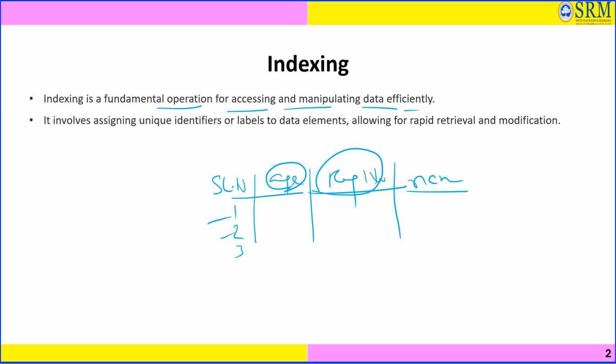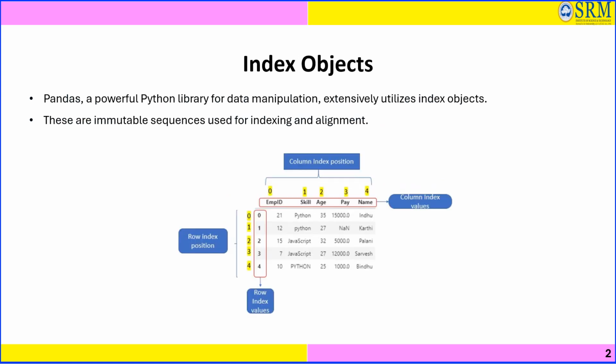It involves assigning unique identifiers. For this, you can give unique identifiers or labels to data elements, allowing for rapid retrieval. So if you have unique identifiers or unique labels, it's easier. So the retrieval is faster and the modification is also faster. So let us see the index objects. Pandas, a powerful Python library for data manipulation, extensively utilizes index objects.